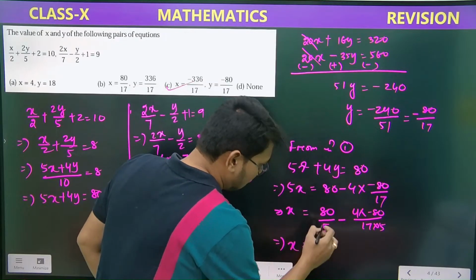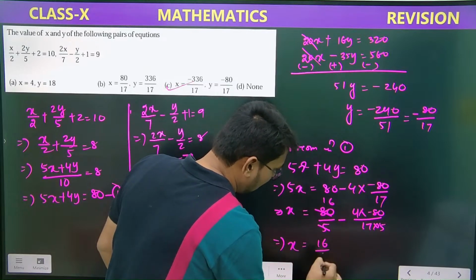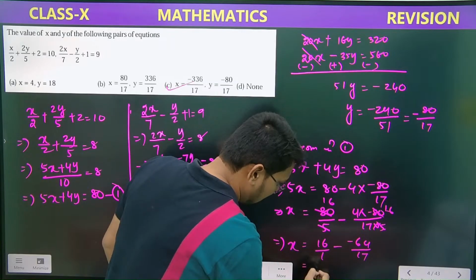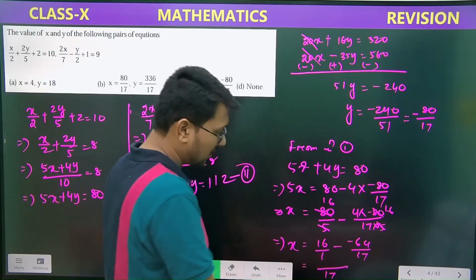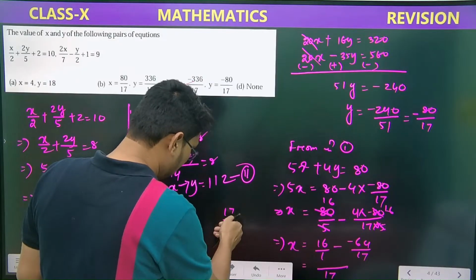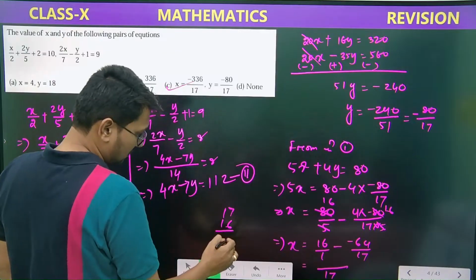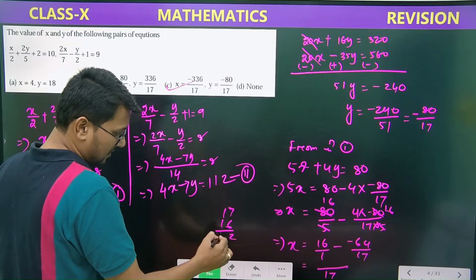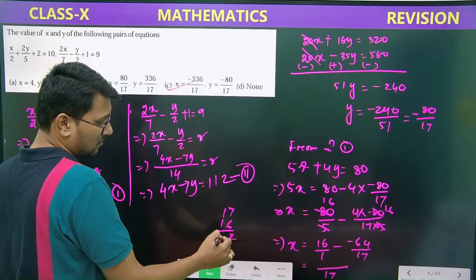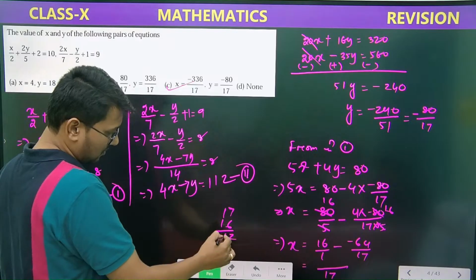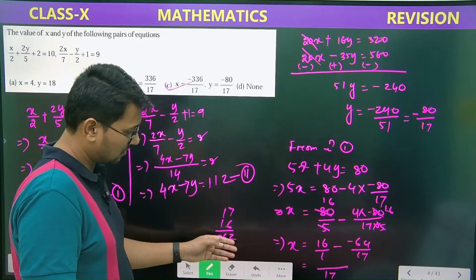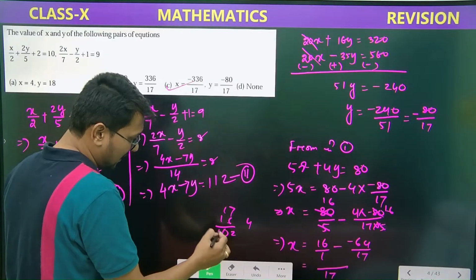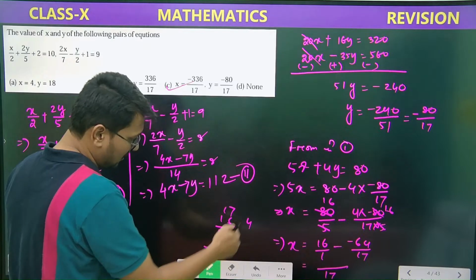So this implies x equals to, check, we will get 16 here, 16 by 1 minus 64 by 17. 17 is the LCM, so solve it. 17 into 16, how much? 17 into 16 is 272.